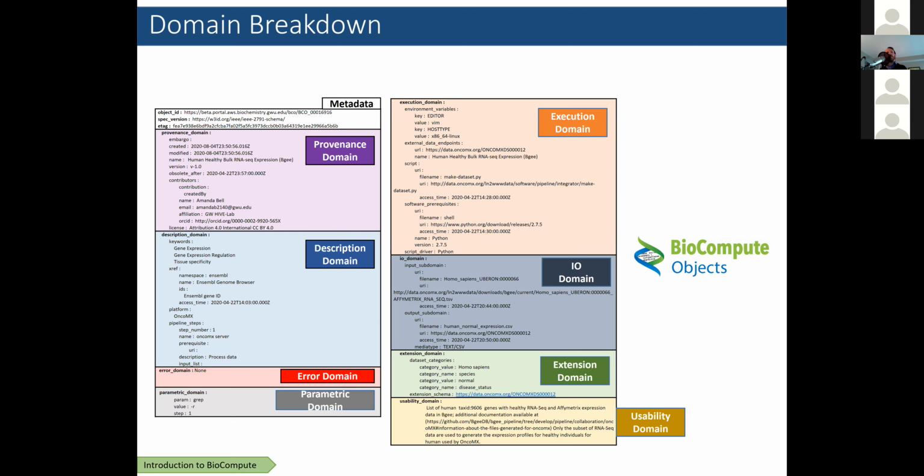A parametric domain for recording any parameters, an execution domain, which describes the execution environment that it was run in, an IO domain for input and output files, which acts like a data manifest. So the files are not kept on board with this. It's a very small file, but it acts like a data manifest for all those files. An extension domain, so this is the user-defined domain in case there's something in here that doesn't cover your needs. This is the way to add that in, whatever it is that you need, and still be compliant with the standard. And then finally, a usability domain, which functions like an abstract for the entire thing. What was the purpose of the pipeline? What were you hoping to accomplish? Any relevant details, for example, and that kind of thing.